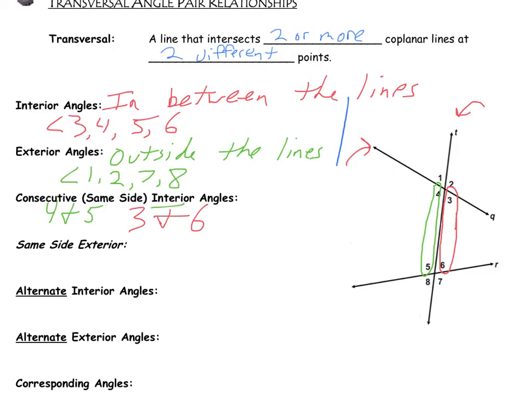If we're talking about same side exterior, we would be talking about angles on the same side but that are exterior. 1 and 8 would be an example. 2 and 7 would be another example of a pair of same side exterior angles. Okay, let's delete this to talk about the next section of the notes.